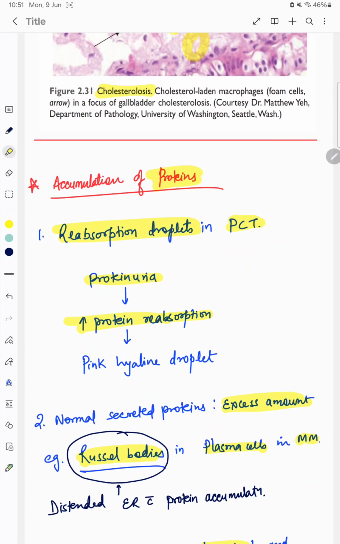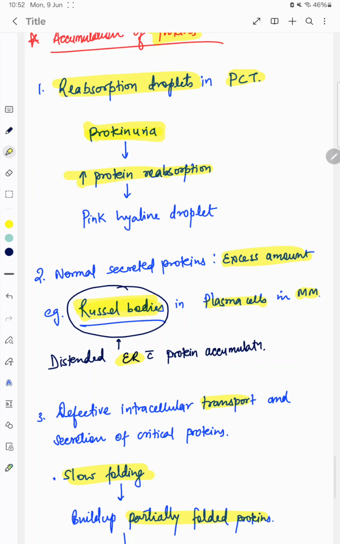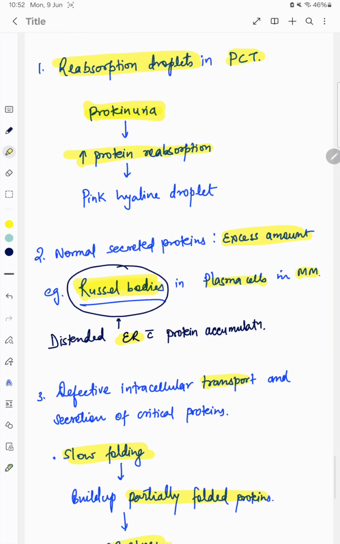Now we will see the accumulation of proteins. Reabsorption droplets in the proximal convoluted tubule: in proteinuria, there is increased protein reabsorption, which results in pink hyaline droplets in the proximal convoluted tubule. Normally secreted proteins, when secreted in excess amounts, result in accumulation, like Russell bodies in plasma cells in multiple myeloma. These Russell bodies are distended endoplasmic reticulum with protein accumulation.